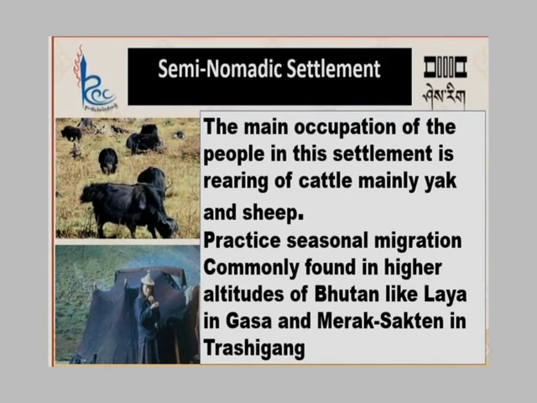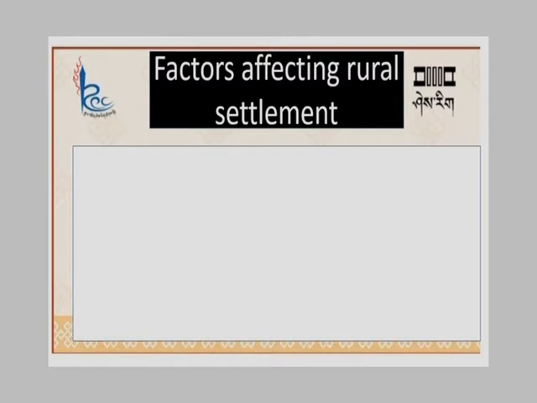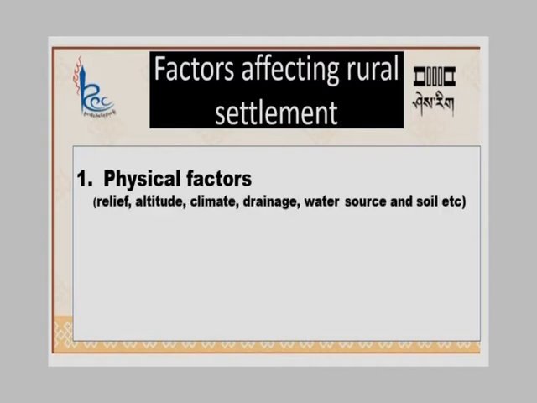Sakten in Trashigang. Now, the next, again an interesting topic, is factors affecting rural settlement. Physical factors. So now what are physical factors? Physical factors, we take into account relief, altitude, climate, drainage, water source, swell, plain area, steep slope, gentle slopes, and so on. Okay? And these physical factors affect the rural settlement pattern.